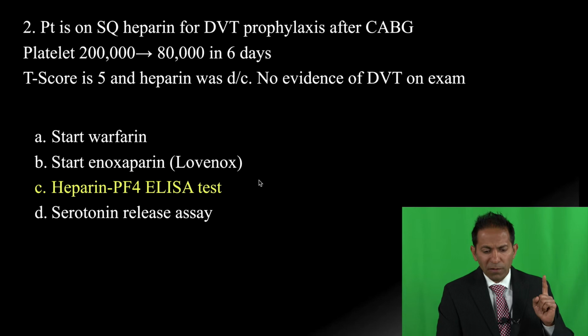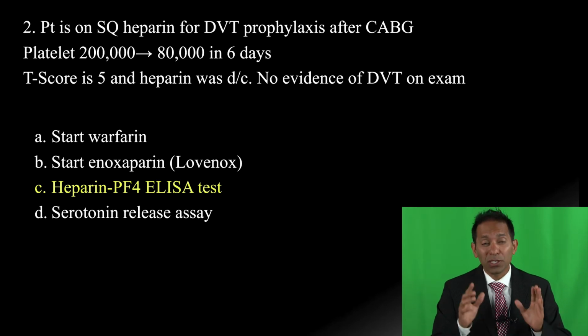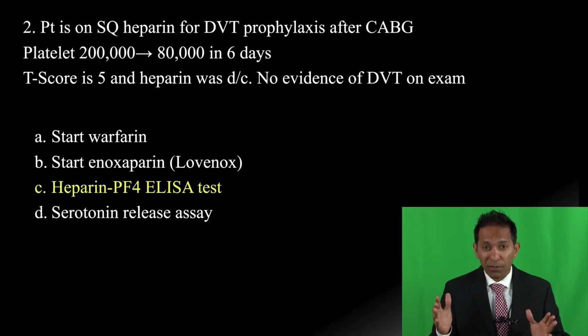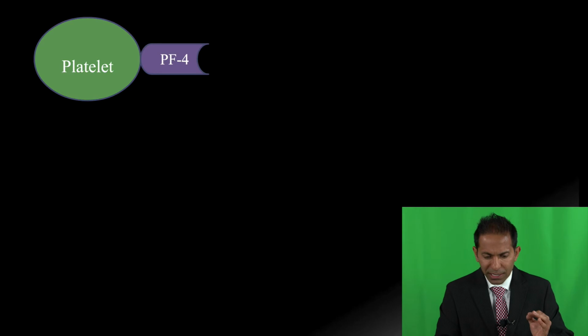Warfarin we do not give unless you have ruled out HIT, or if the patient has confirmed HIT, the patient should have a platelet count more than 150,000 and you have to bridge it with a direct thrombin inhibitor. We'll talk about that. Why we did not order the serotonin release assay, we're going to discuss in the next couple of minutes. So let's discuss the concept of the heparin platelet factor 4 ELISA test.